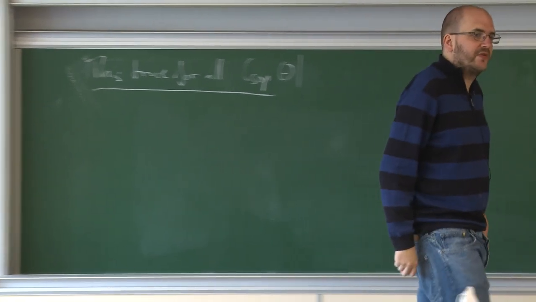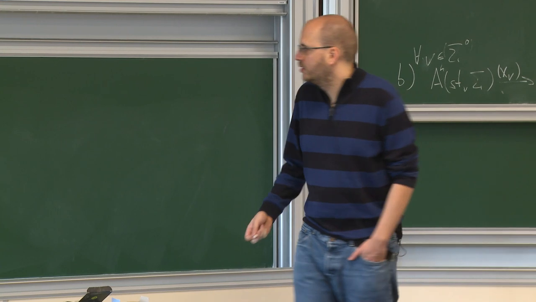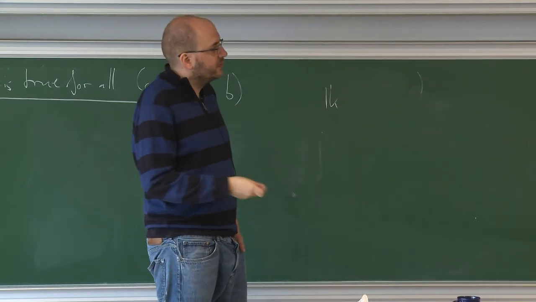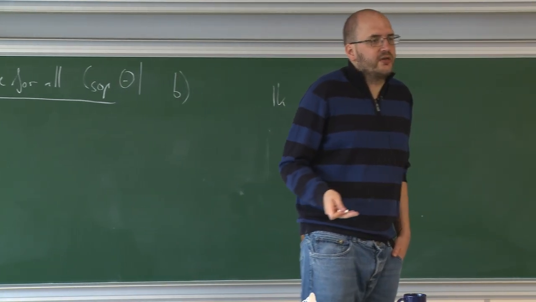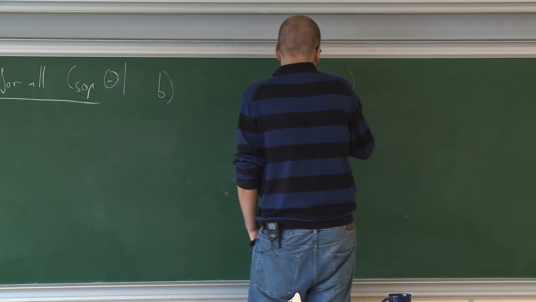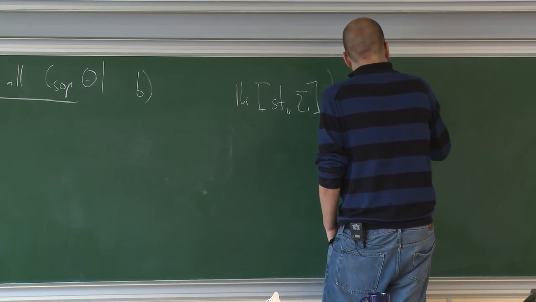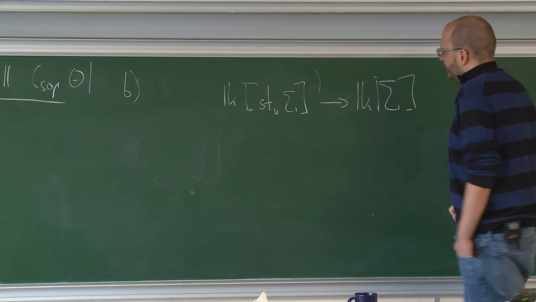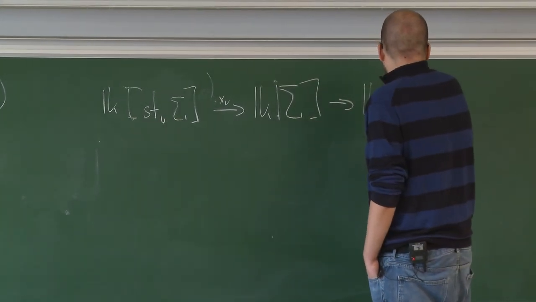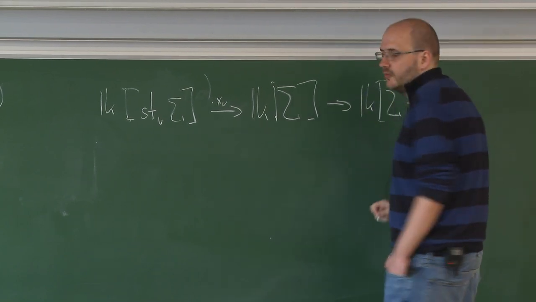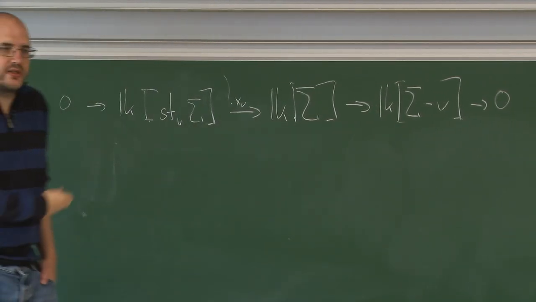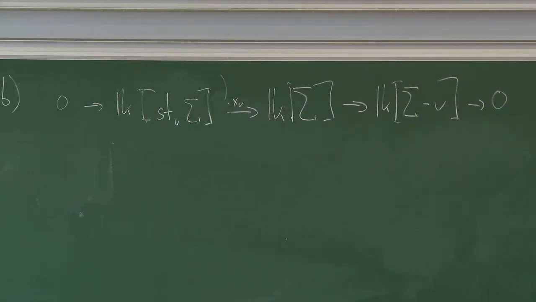So let me prove B for you first because it's much easier. And the trick is always for these kinds of things, look at it before you do the Artinian reduction. Look at it before you take out theta. Okay, so then I have the star of the vertex in sigma going to k of sigma. And here's the multiplication by x_v. And what is the cokernel here? Well, this is the restriction map to k of sigma without v, and that goes to zero. So before I do this Artinian reduction, it's more or less clear that this is a short exact sequence.